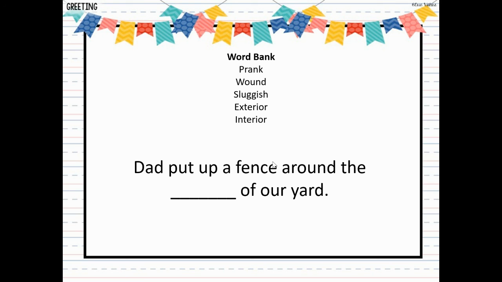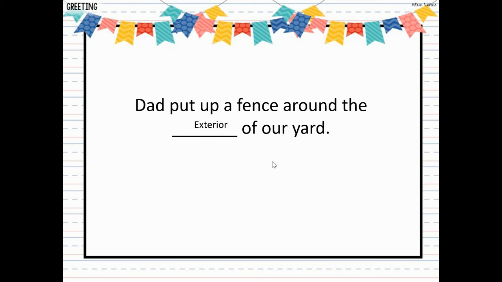Dad put up a fence around the blank of our yard. Oh, this is like a perimeter. In math, we've talked about perimeter. Which word would match that? Dad put up a fence around the blank of our yard. A fence or perimeter would be on the exterior of our yard, the outside of our yard.